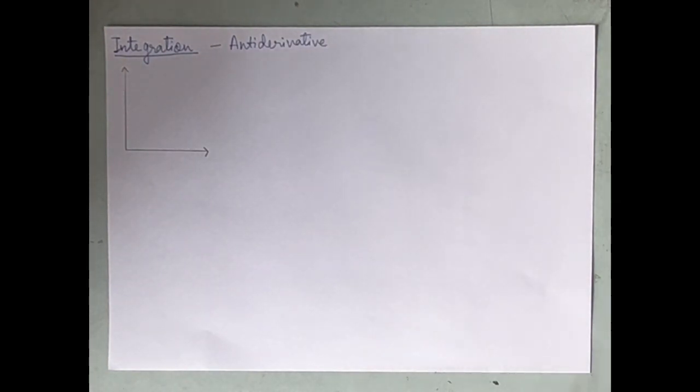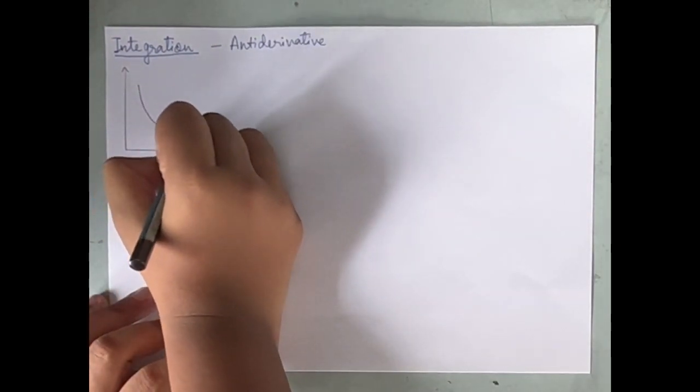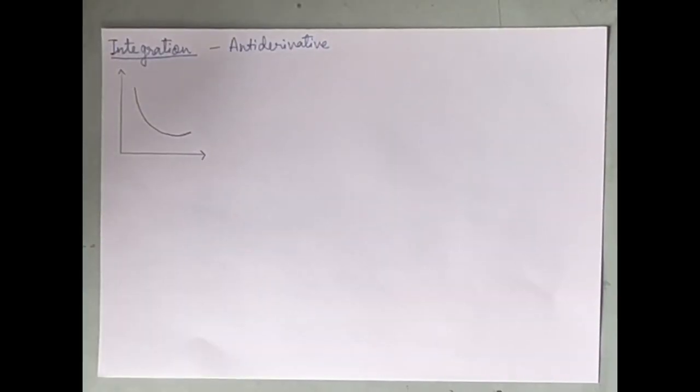In the case of a straight line, it was very easy to find the area by using the formula of a triangle or by using the formula of a trapezium. But in the case of curves like this, how could you find the area? It's very difficult. For finding the area of such curves, integration is used. How is it used?